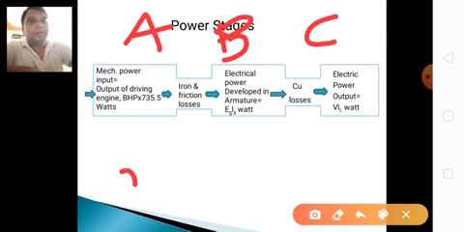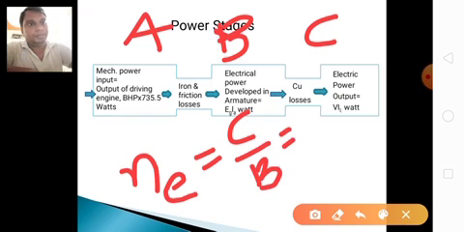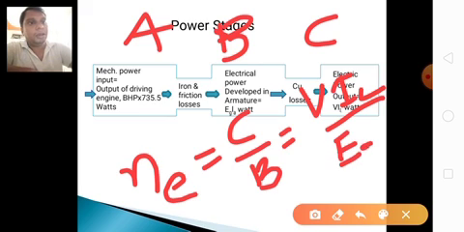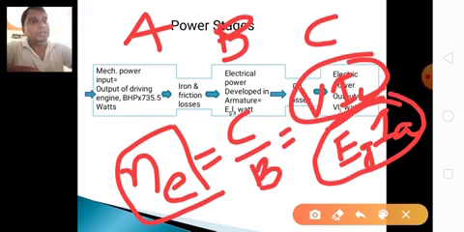Here we have to calculate the electrical efficiency. What is electrical efficiency? Here the input is the electrical power developed in the armature and the output is the electrical power output. So the electrical efficiency is C by D, that is equal to V into IL, the electrical power output, by the electrical power developed in the armature, Eg into IA. This is known as electrical efficiency.